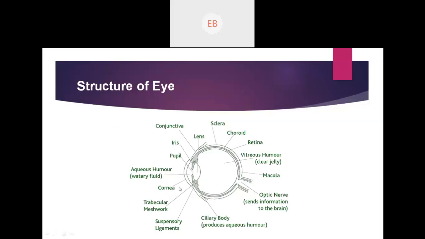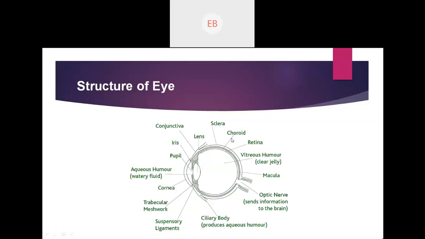What is the cornea? The cornea is a tough and transparent tissue covering the anterior surface of the eye. Anterior surface means the front portion of the eye. Then the sclera: the sclera is an opaque membrane enclosing the remainder of the eye globe. That is, the cornea covers the anterior surface of the eye, and the sclera encloses the whole eye globe.